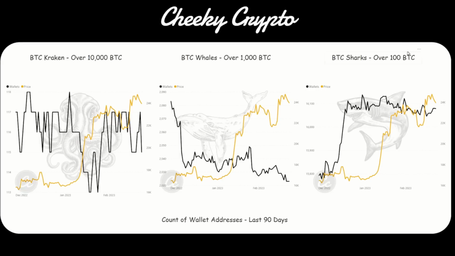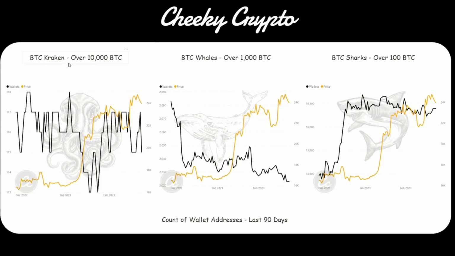We've got the sharks, which are over 100 Bitcoin. These are traders, essentially, and we can see that these guys actually accumulated Bitcoin before the pump to the upside, and now they're in take profit mode. Okay, we can see that the whales up here, 1,000 Bitcoin or more, have been doing nothing but decreasing their positions, i.e. they are the ones who have been selling their Bitcoin to the retail investors.